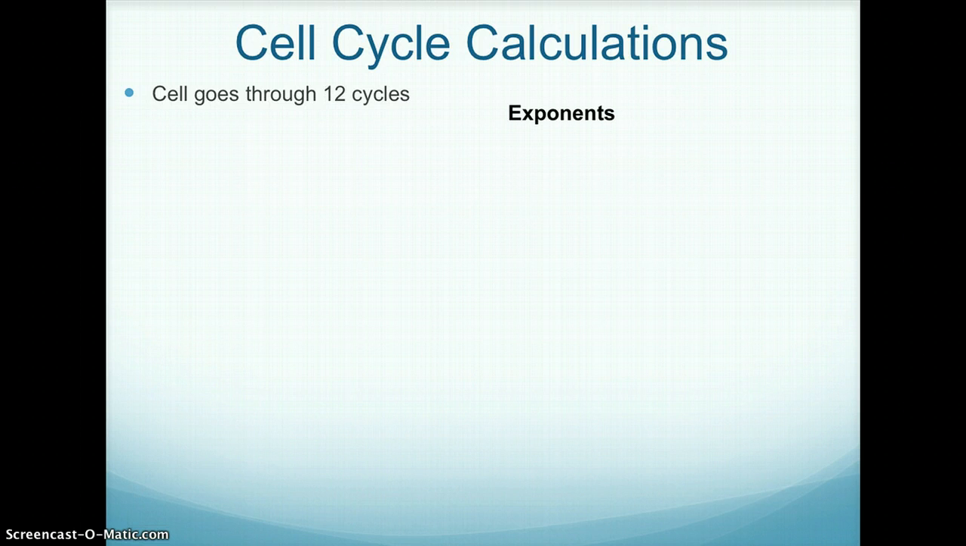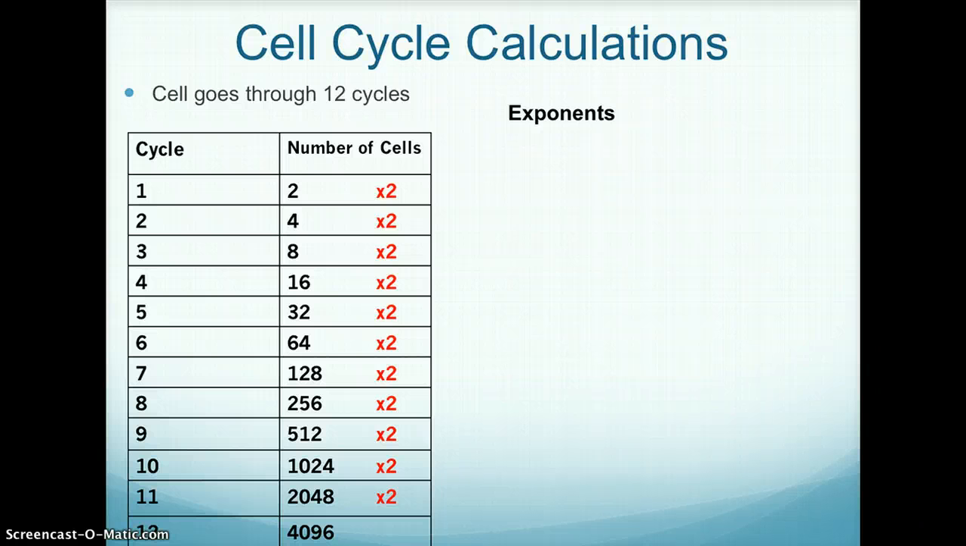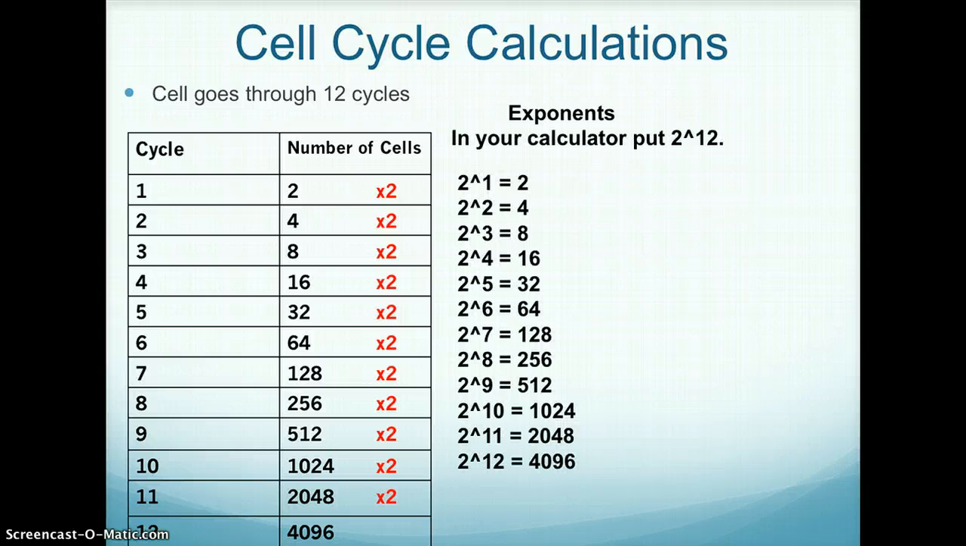Try on your own to find how many cells are produced after 12 cycles. Pause the video to find the answer. The answer is 4,096 cells. If you make a chart, it would look like this. Remember, each time you times the number of cells by 2, because the number of cells doubles each time. If you used exponents, it would be 2 to the 12th power in your calculator.